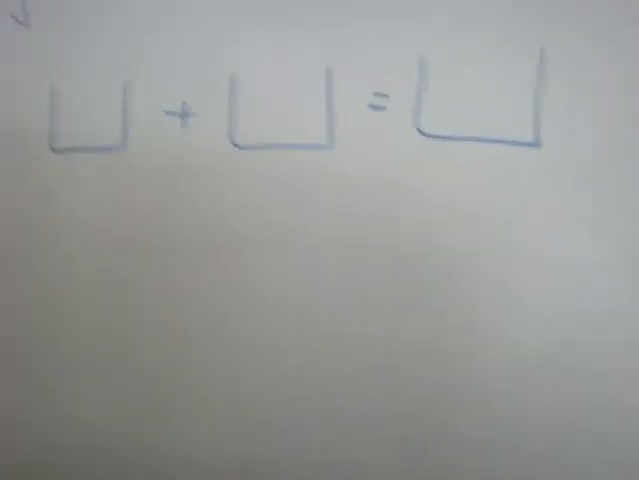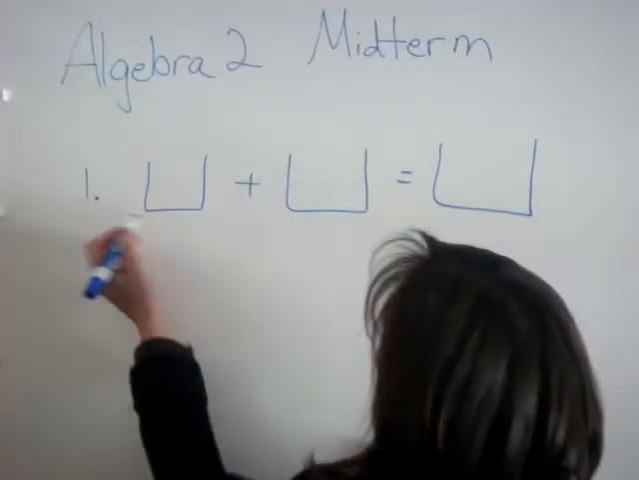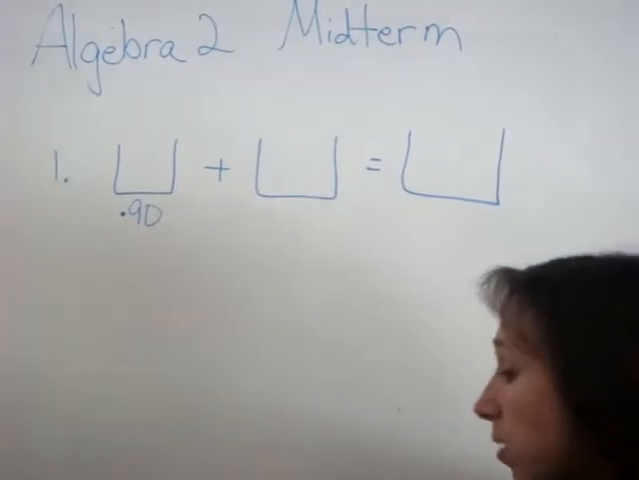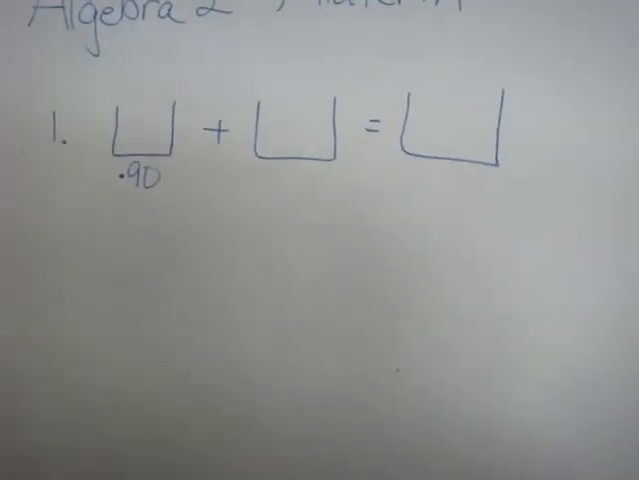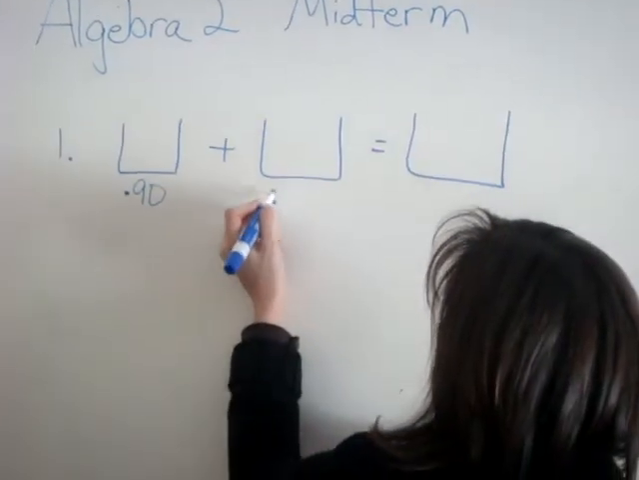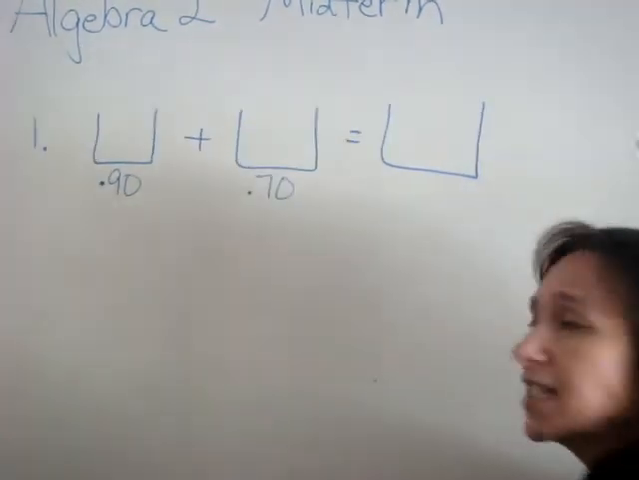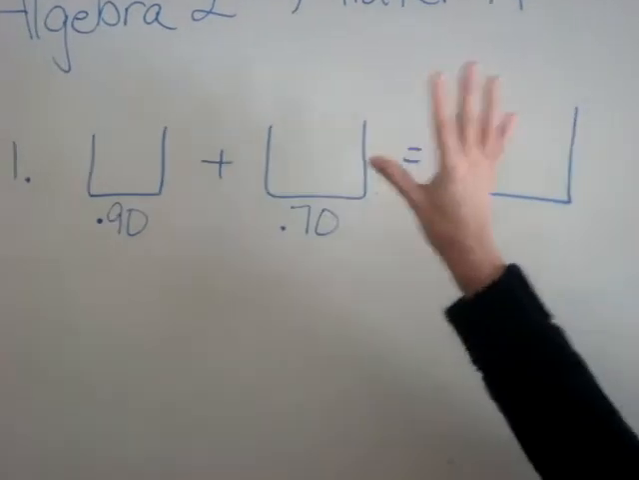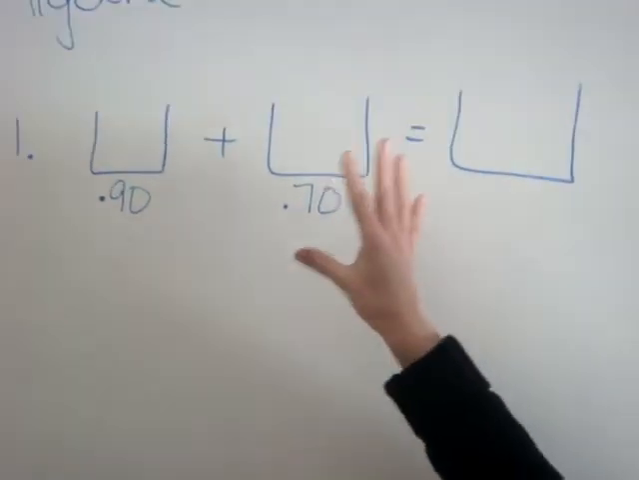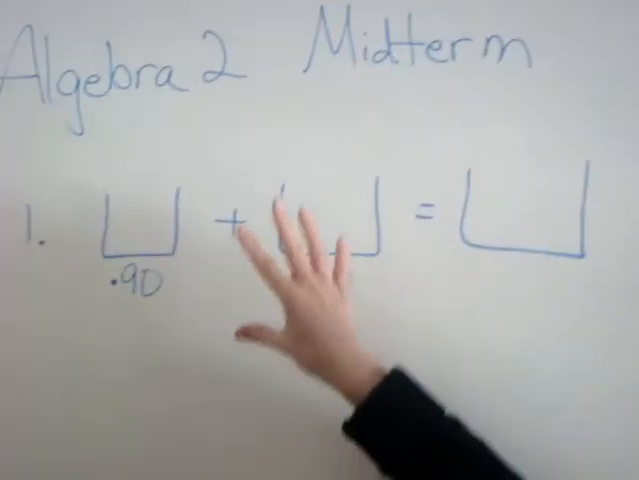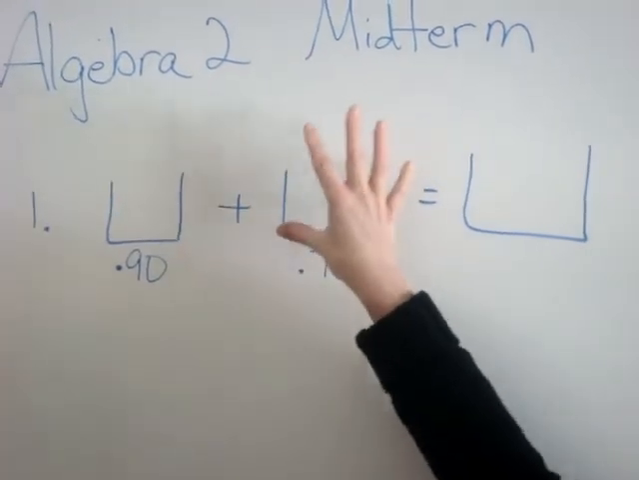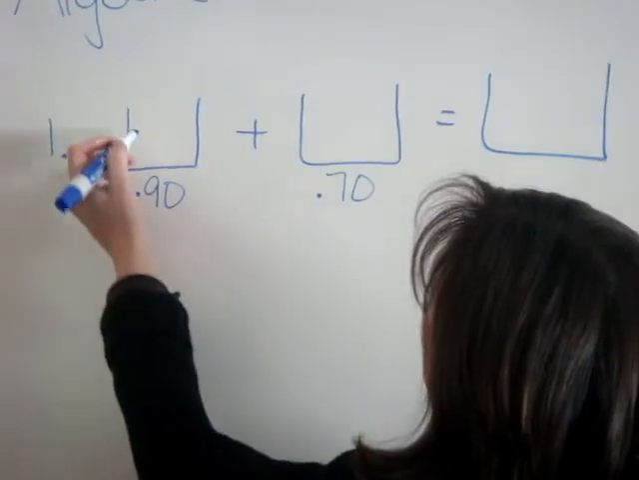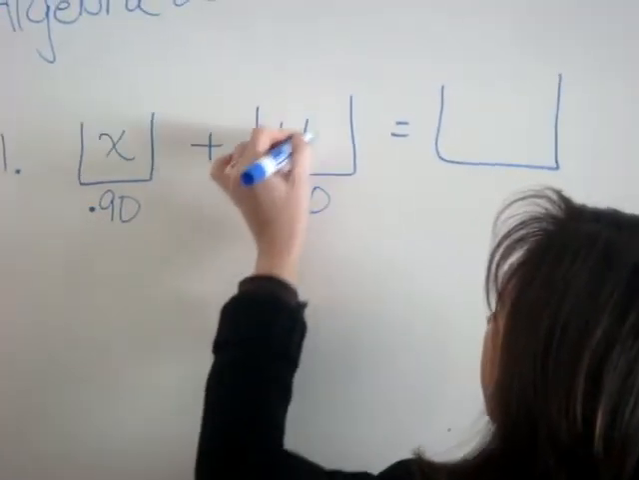One solution was 90% iodine. So I made my little bins. This one's 90% iodine, and the other solution was 70% iodine. That's telling us there's two solutions and we don't know how much they are. So this tells us it's an old problem as opposed to the new type where you will only have one thing you don't know. So we'll call this one X and this one Y.